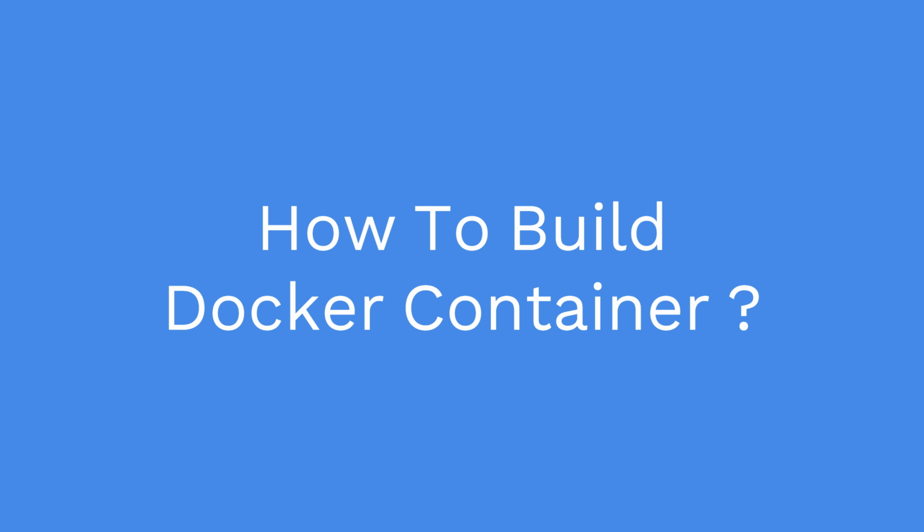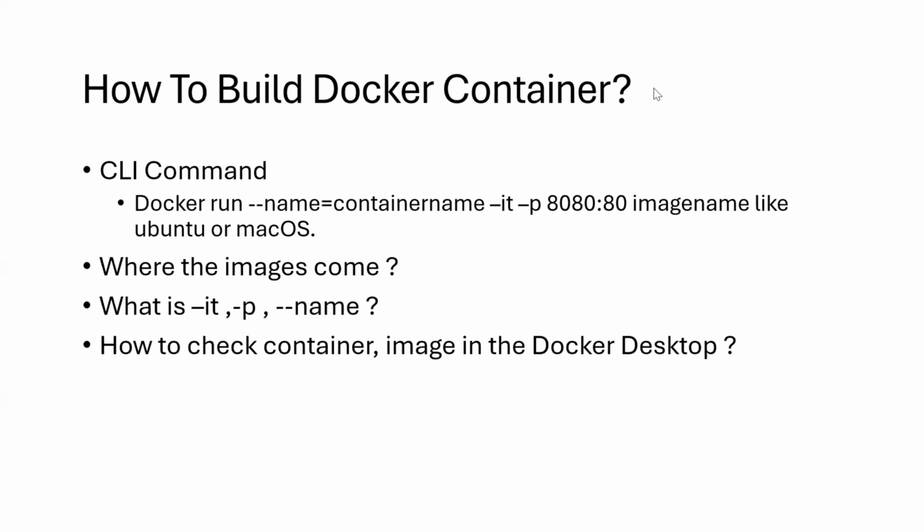Today we are going to look at how we build a Docker container. It will be a real quick session. It's basically a CLI command: how do we build a Docker container using the CLI, and then we would also see where the images come from, and what we mean by this -it, and what we mean by this -p. Basically, these are the command arguments, and then we will check the container images using Docker Desktop, how they are getting stored, and where exactly they are getting mounted.